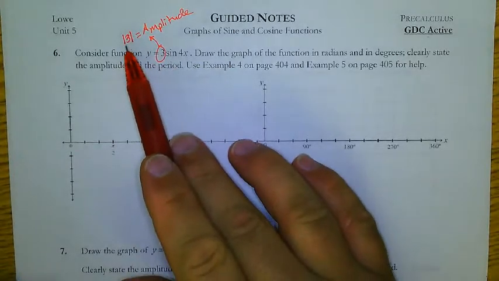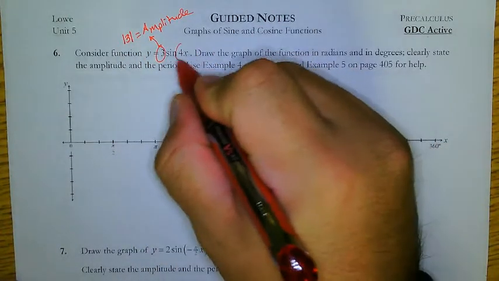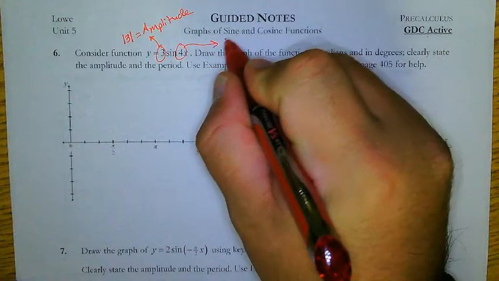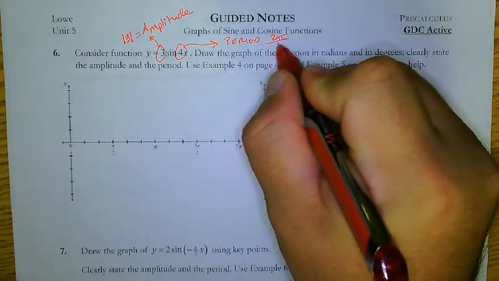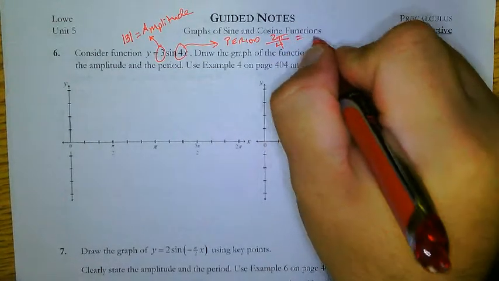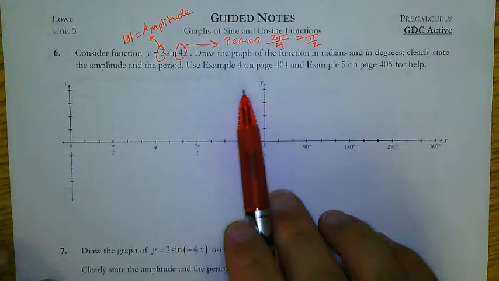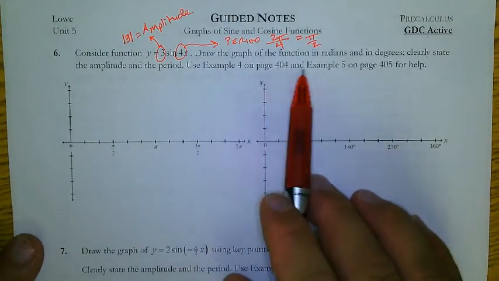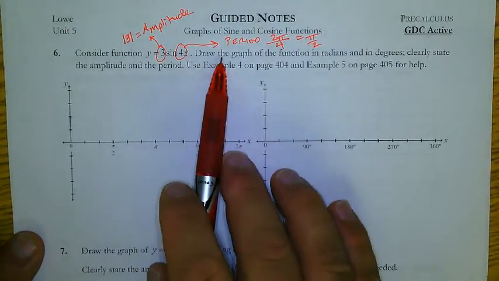Alright, so in this case the amplitude is 3. Okay, now our period comes from over here, so our period, which is normally 2 pi, is now going to be compressed by a factor of 4, so our period then would be pi over 2. Now, example 4 on page 404 and example 5 on page 405 kind of help with this information.